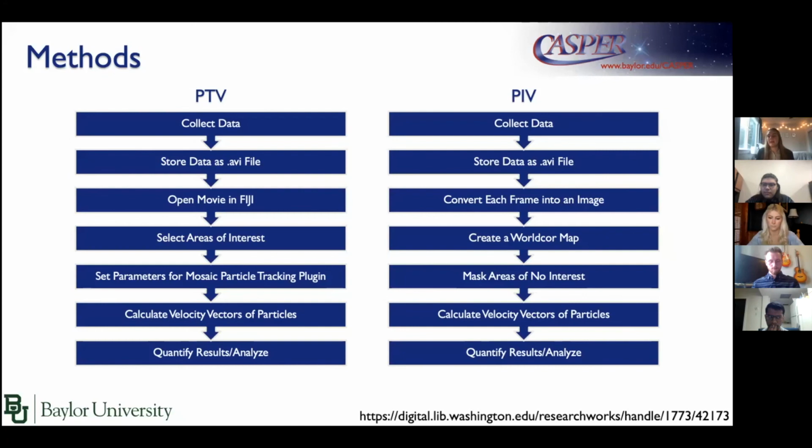The Lagrangian method takes much longer than the Eulerian method because it traces every particle instead of just finding averages, but both techniques do have their own unique benefits to data analysis. In the methods of both techniques, data is first collected from either the PK4 or the PK4BU, and it's stored as an AVI file.